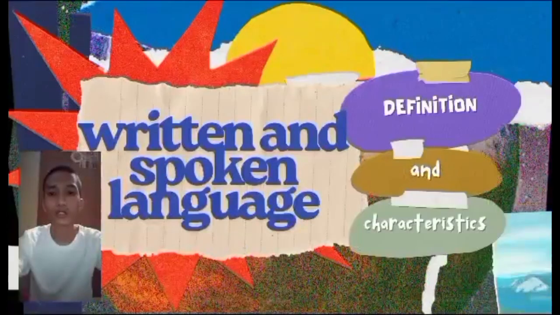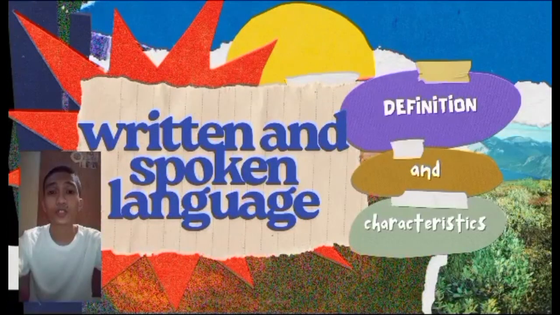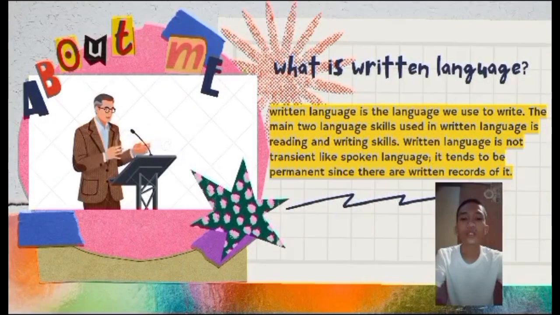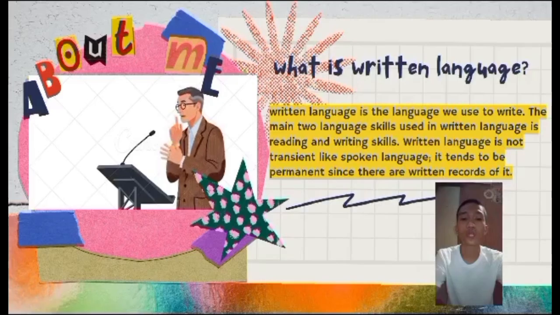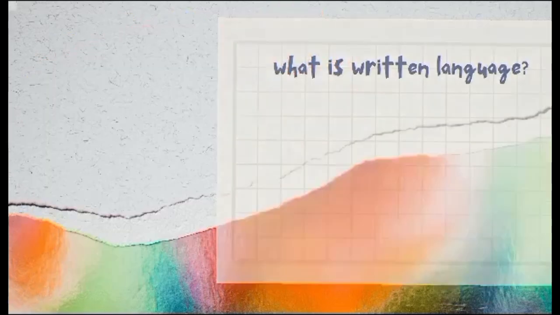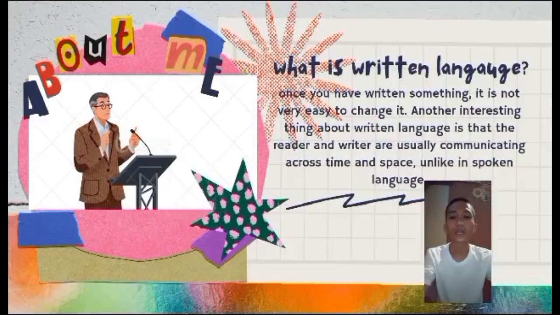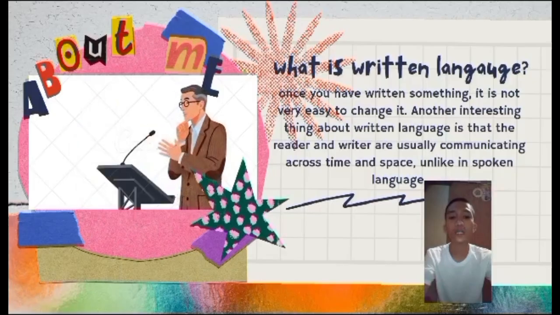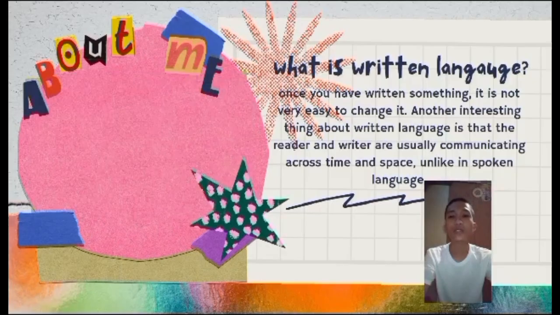Good morning everyone. Today we will discuss the definition and characteristics of written language and spoken language. What is written language? Written language is the language we use to write. The main two language skills used in written language are reading and writing skills. Another interesting thing about written language is that reader and writer are usually communicating across time and space, unlike the spoken language.